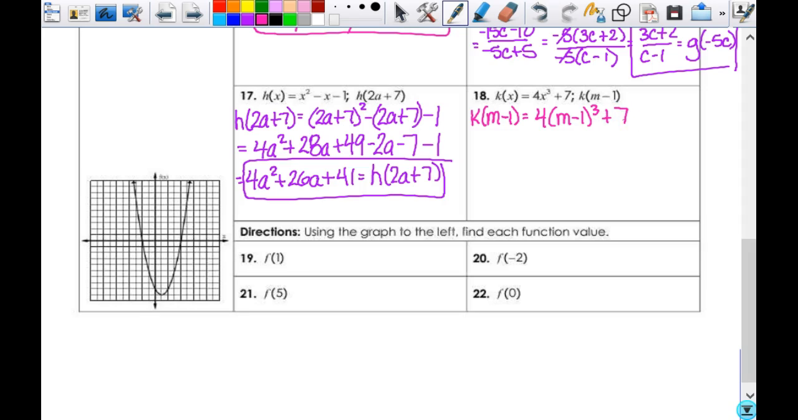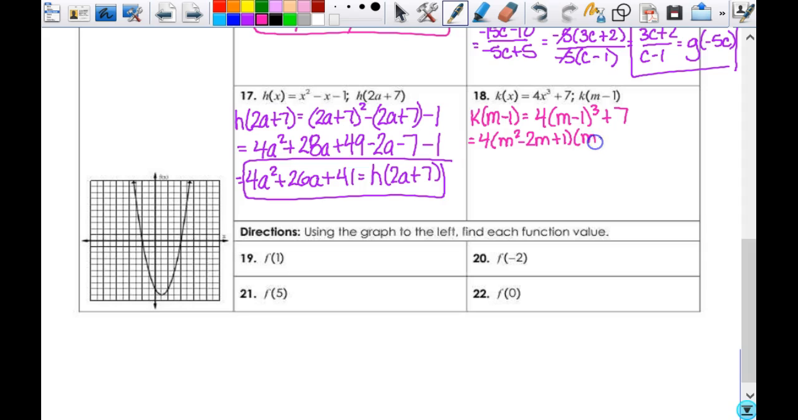Well, first of all, can I distribute the 4 before I do anything? No. Aunt Sally says no, right? We have to listen to her with our order of operations. So that 4 has to stay out there. So I'm going to cube it. I'll start by just squaring it. So I'm going to leave this 4 here. If I just square that, that's going to give me m squared minus 2m plus 1.